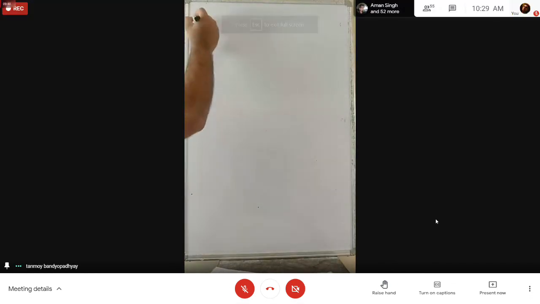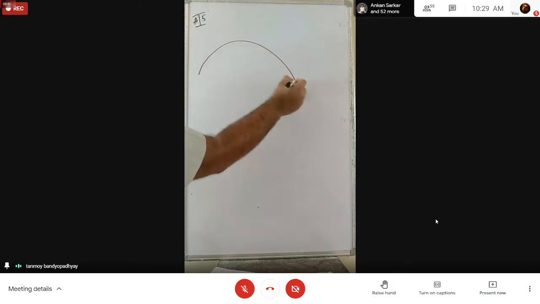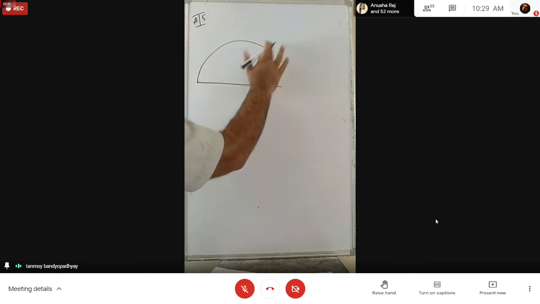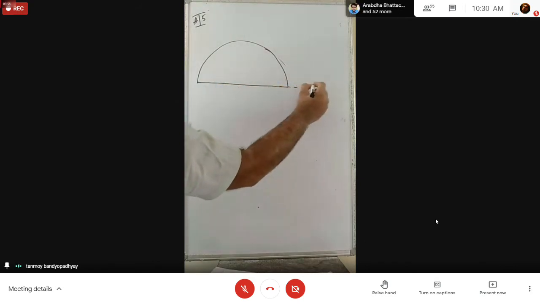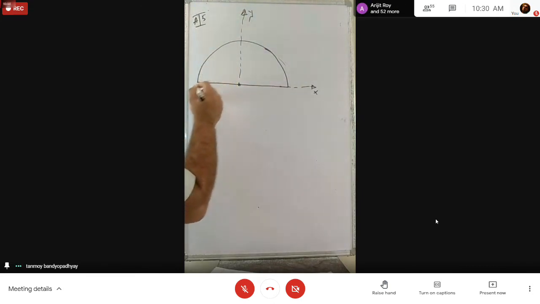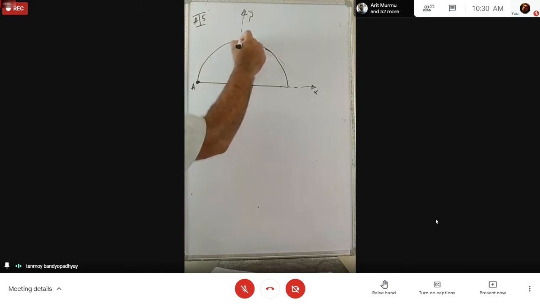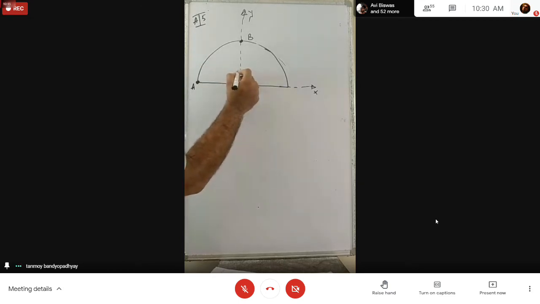So let's do problem number A5. I'm not doing the entire problem, I'm just telling you what you are supposed to do. So this is a semicircle. This one is the x-axis. From the center, this one is the y-axis, and this one is A. This one is B. So we are determining the polar moment of inertia about the points A and B. So this is the centroidal axis of the semicircle.